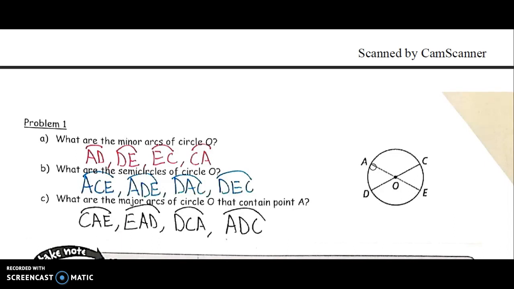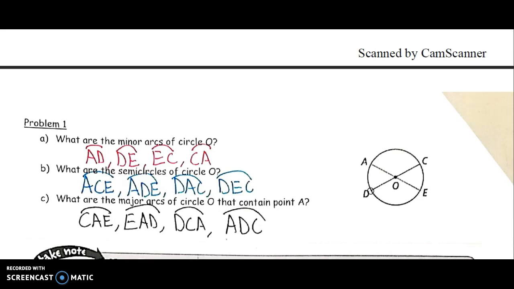So there's actually 4 semicircles that we could make with those 2 diameters. I could start at A, pass through C, and end up at E on the other side, so that would be 1 semicircle. And I could use those same 2 endpoints, A and E, but instead pass through D. That would be a separate semicircle. That's why we use 3 letters for the name. ACE describes one half of the circle, while ADE describes the other half.